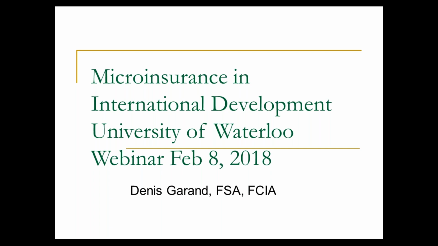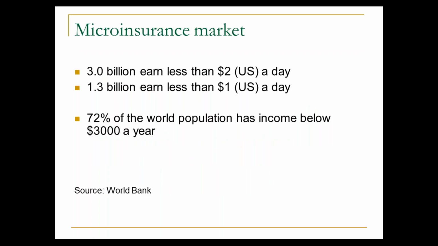If we go to the first slide, the microinsurance market, or the potential people that we can reach, we know from the World Bank there's 3 billion people that earn less than $2 a day and 1.3 billion that earn less than $1 a day. 72% of the world's population has income below $3,000 a year. So the vast majority of the world has no access to insurance. And that's why we're talking about microinsurance, to try to create access to insurance.